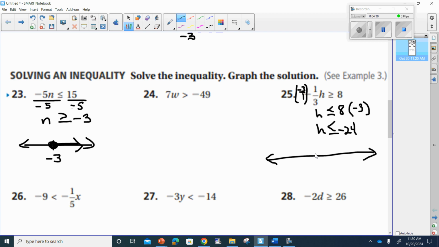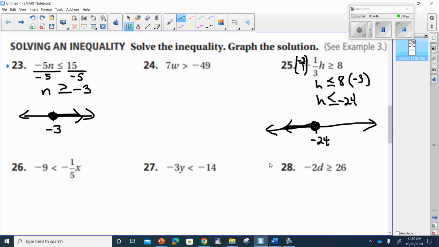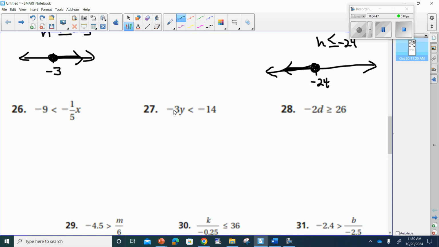When I put my line out, I see that I'm going to put negative 24 here. Since this is a line right there, I'm going to close my dot. And then since the arrow is pointing in this direction, I'm going to make this dot point in this direction. All right, number 26 is yours, and number 27 is mine.